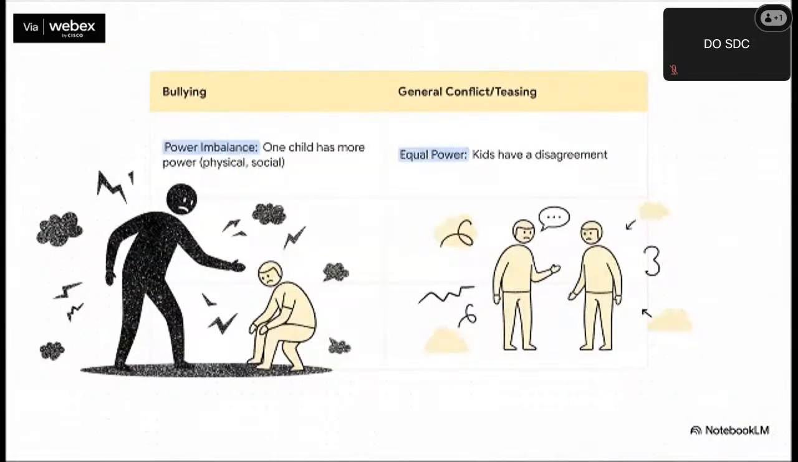You see, in a general conflict, the kids are more or less on equal footing. But with bullying, nope. One child is using their power, whether that's being physically bigger or having more social clout, to target someone they see as weaker. And yeah, teasing can accidentally go too far sometimes, but the actual goal of bullying is to hurt someone and to do it over and over again.